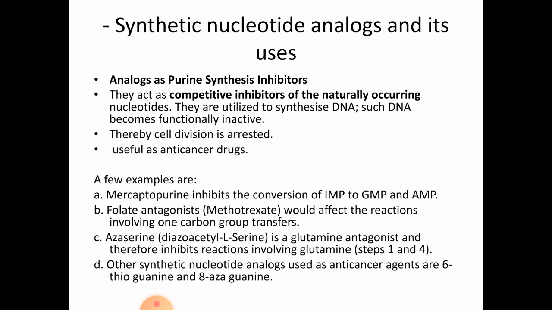First one is mercaptopurine, which inhibits the conversion of IMP to GMP and AMP. Then the folate antagonist methotrexate, which affects the reactions involving one carbon group transfer. Then another example, azaserine is a glutamine antagonist and therefore inhibits the reactions involving glutamine. Other synthetic nucleotide analogs used as anti-cancer agents are 6-thioguanine and 8-azaguanine. So the definition, examples, and its use as an anti-cancer drug.